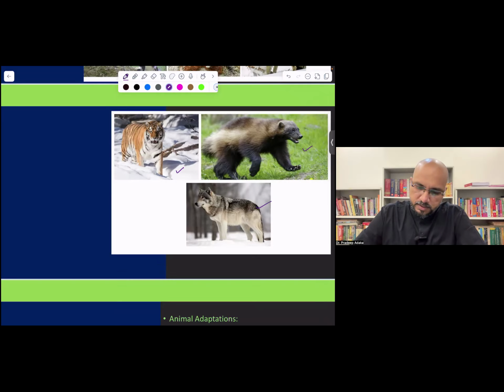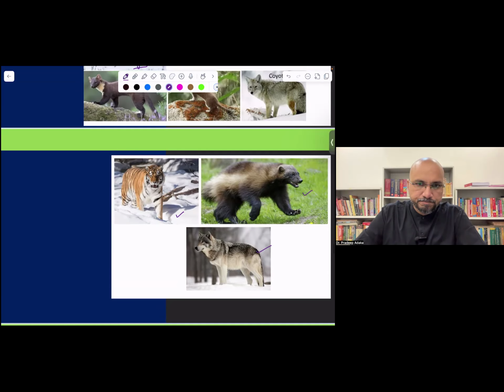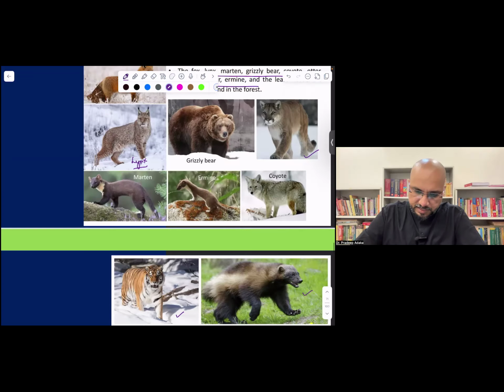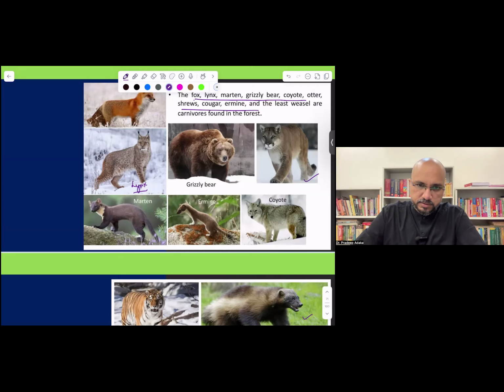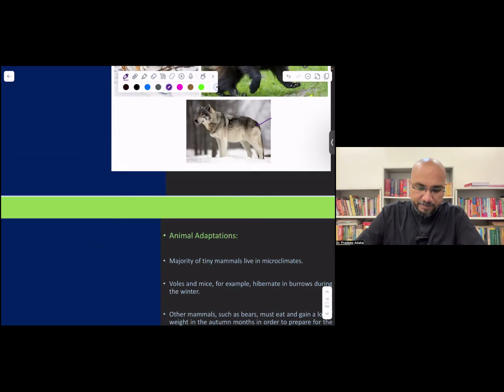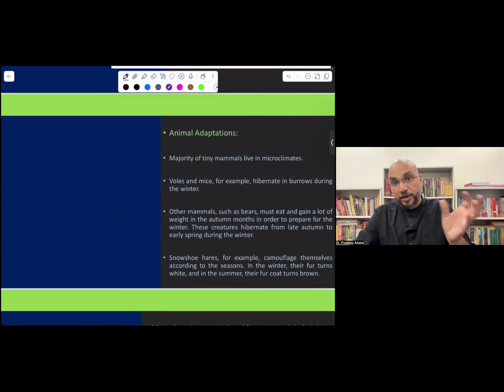Okay, so wolverines, tigers, and wolves. So these are the carnivores of your taiga biome. Now, animal adaptations. So when we say interaction between biotic and abiotic factors, this is what we are talking about, adaptation. How do they adapt to such conditions?